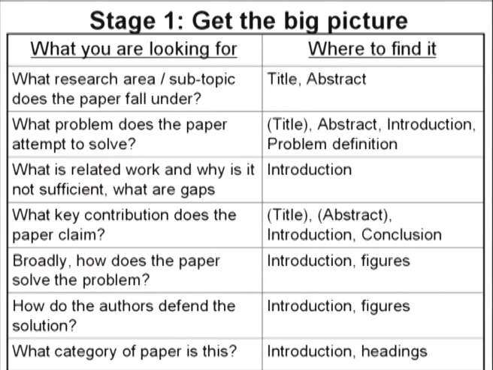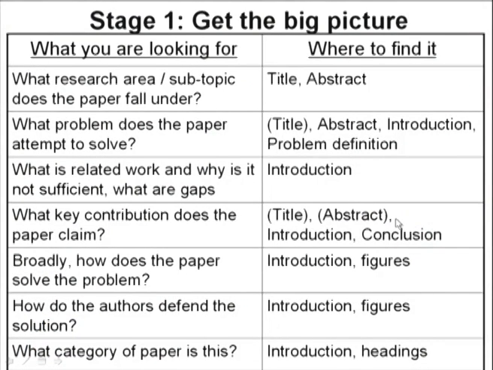Then you have to come to the meat of the paper, the central part of the paper. How do the authors defend the solution? I will come to the last question in a few minutes. So now what I would like you to do is look at the right column, where to find it. We are only looking at the big picture right now. Take a moment or so and just read aloud each of these cells in the right column.